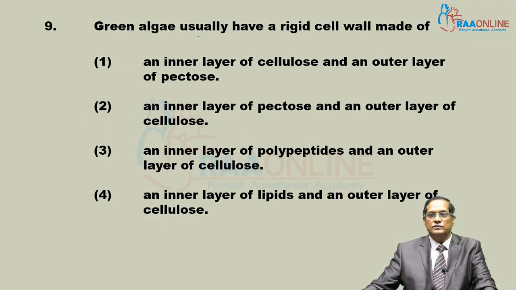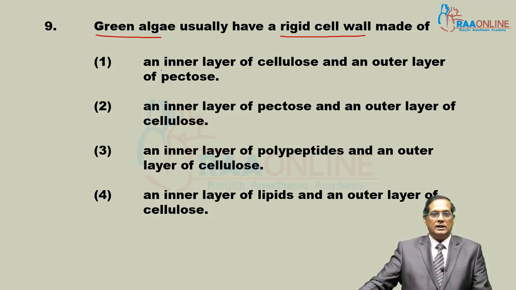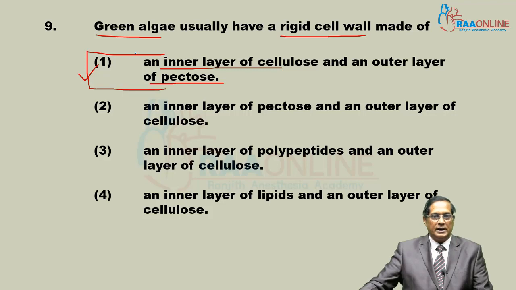Green algae usually have a rigid cell wall. For green algae, the inner layer is cellulose, right. The outer layer is comparatively thick and made up of pectin. So the first one is right: the outer layer is thick and made up of pectin, the inner layer is thin and made up of cellulose. So this is correct about the green algae.